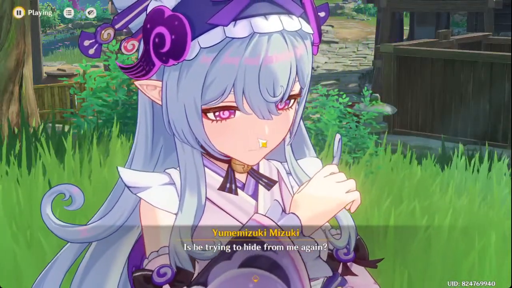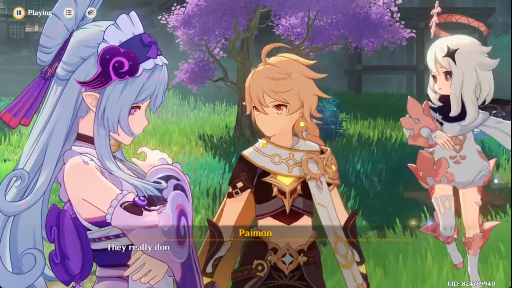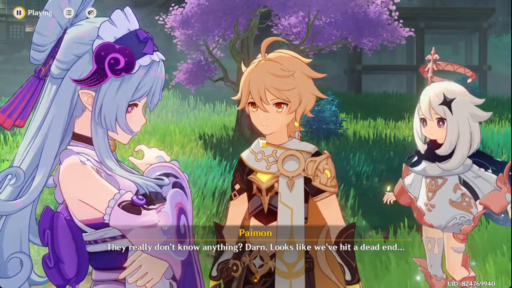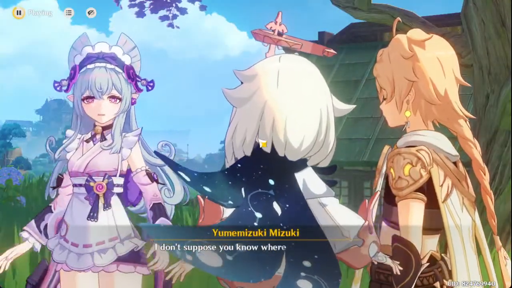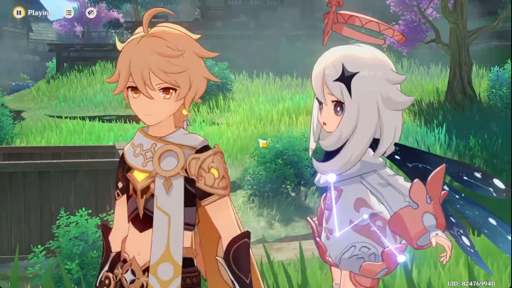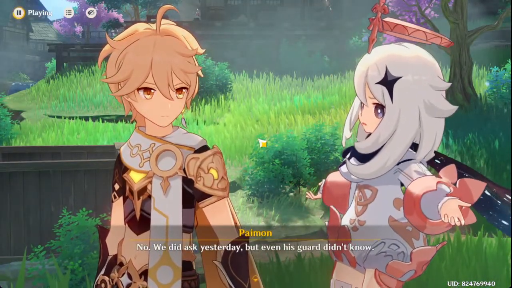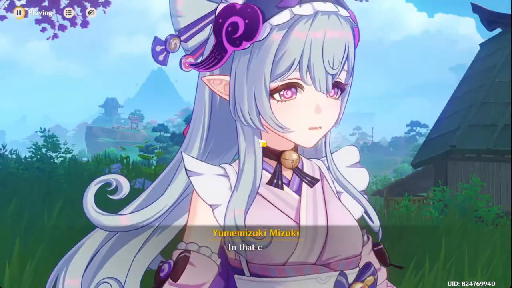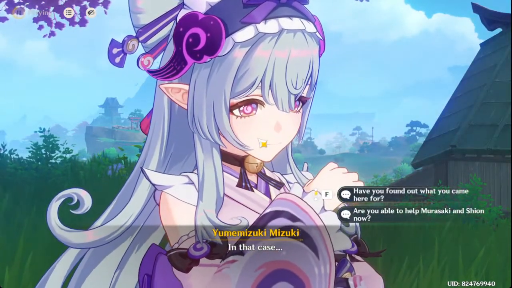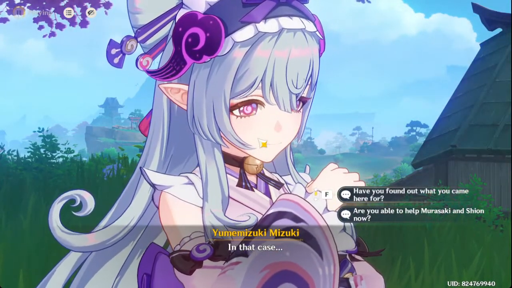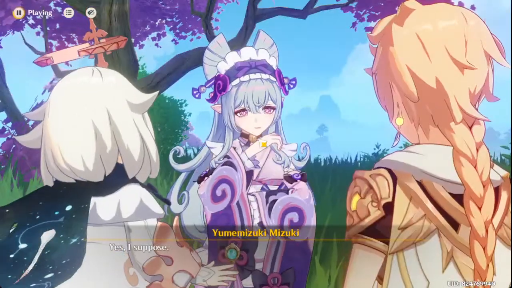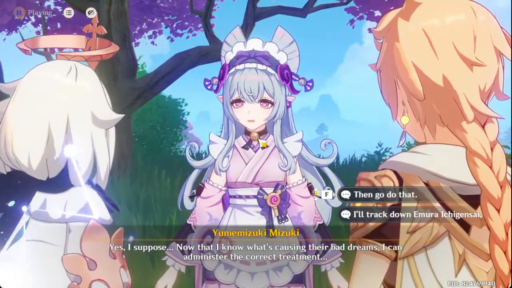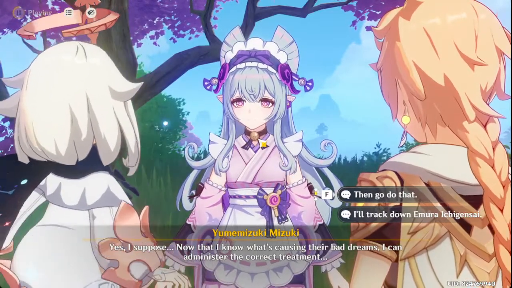Is he trying to hide from me again? They really don't know anything? Darn! Looks like we've hit a dead end. I don't suppose you know where he lives, do you? No. We did ask yesterday, but even his guard didn't know. In that case... Yes, I suppose. Now that I know what's causing their bad dreams, I can administer the correct treatment.